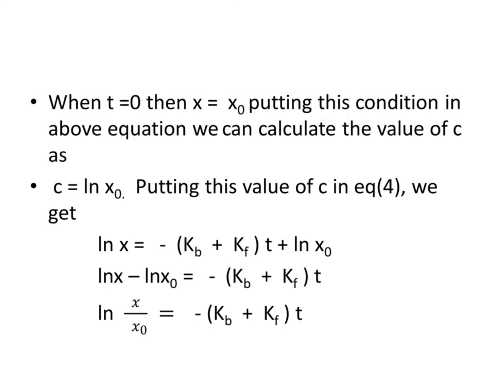Once again, when t is equal to 0, then x is equal to x naught. Putting this condition in the above equation, we can calculate the value of C as C will be equal to log of x naught. Now putting this value of C in equation 4, we get log x will be equal to minus (kb plus kf) into t plus log of x naught. If log x naught is taken on the left hand side, then the equation will become log x minus log x naught, that is equal to minus (kb plus kf) into t, or this is written as log x over x naught, that will be equal to minus (kb plus kf) into t.